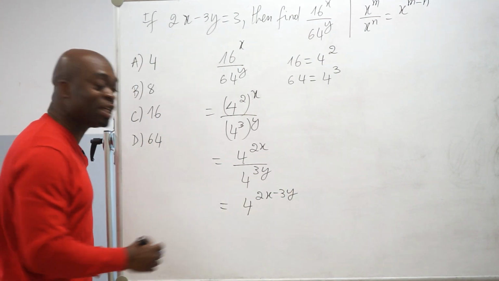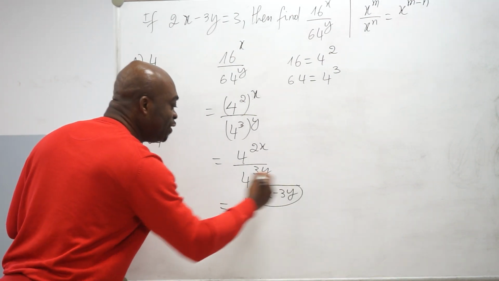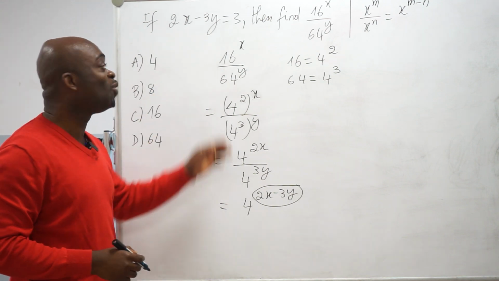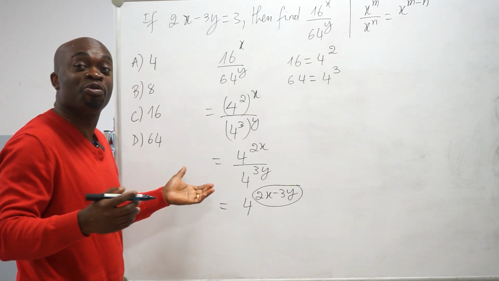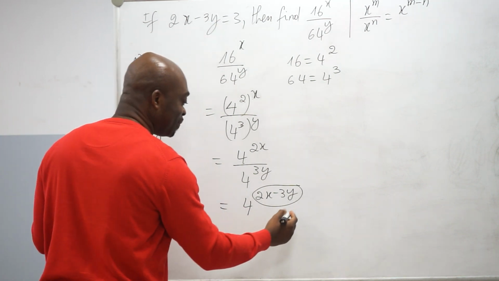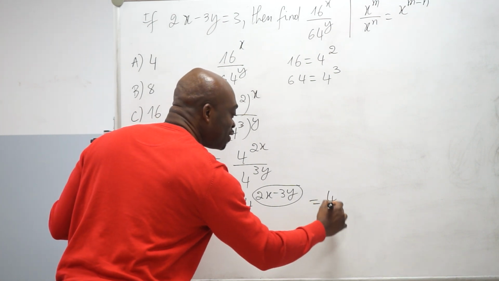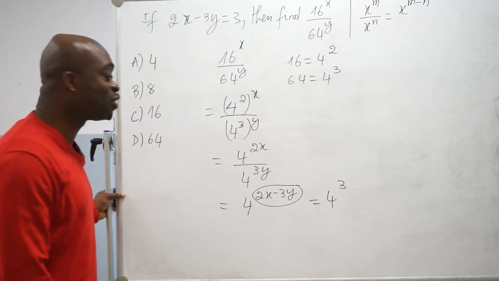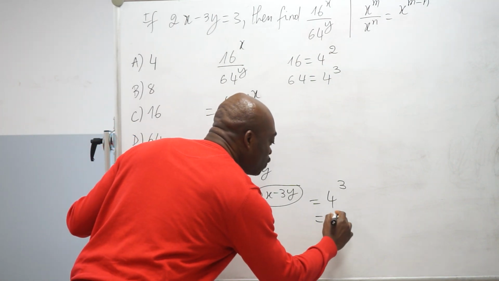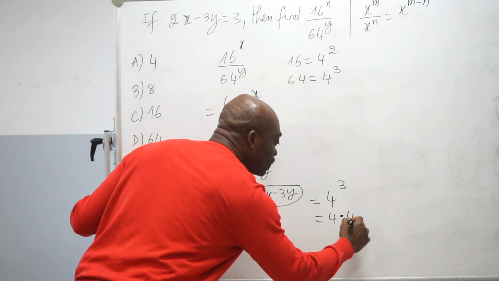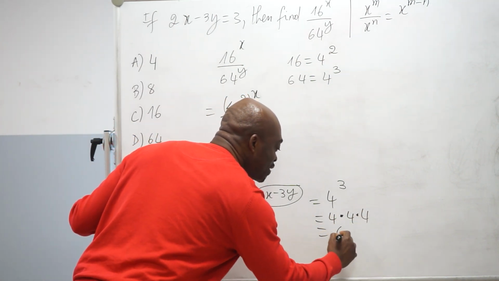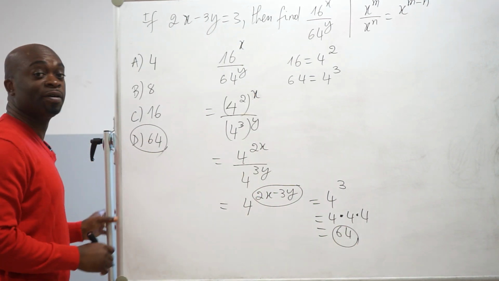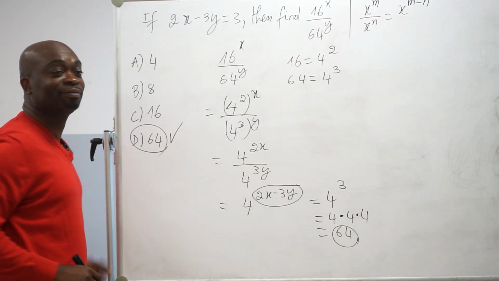Once you get to this part and you take the exponent, what do you see? You have 2x minus 3y, which is equal to what? Which is equal to 3. So you can substitute this here. So this is 4 power 3. And 4 power 3 is going to give you what? This is equal to 4 times 4 times 4, which is 64. D here is your correct answer. All right?